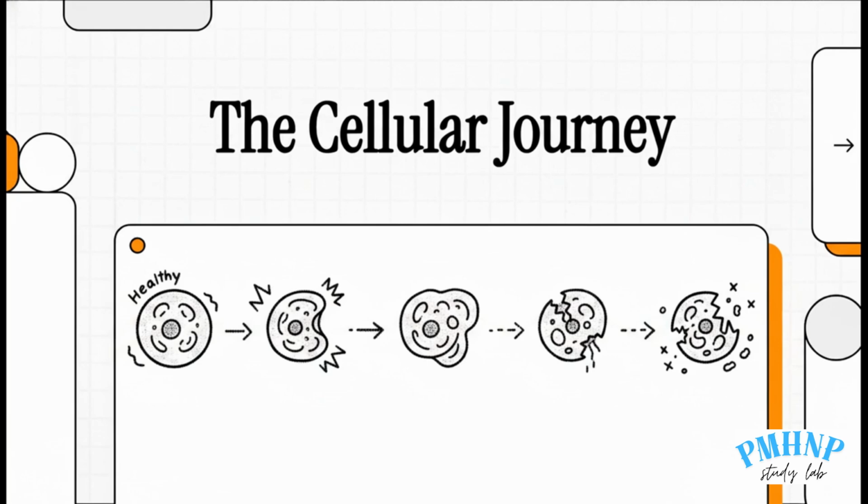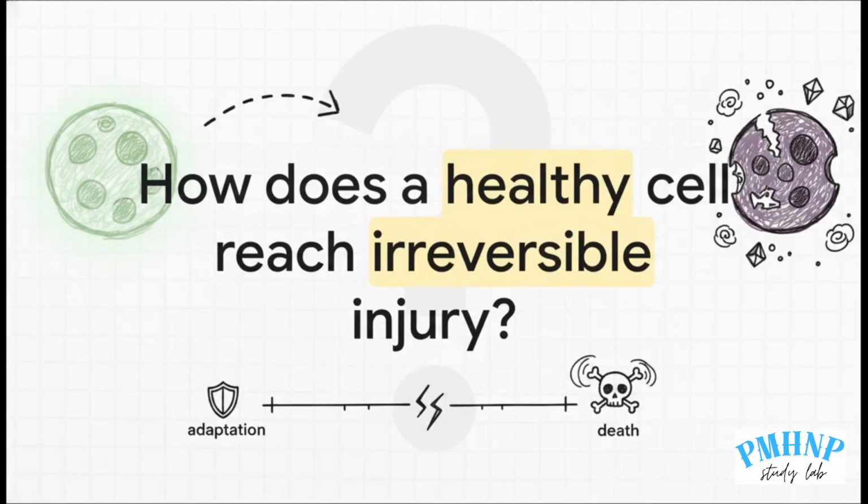We are going to trace the literal timeline of a cell under stress today. I'm incredibly excited to take you on this cellular journey, breaking down exactly how normal physiology morphs into pathophysiology step by step. So let's dive right into the big question we need to answer. How exactly does a perfectly healthy cell cross the point of no return? How does it tip over into irreversible injury and death?